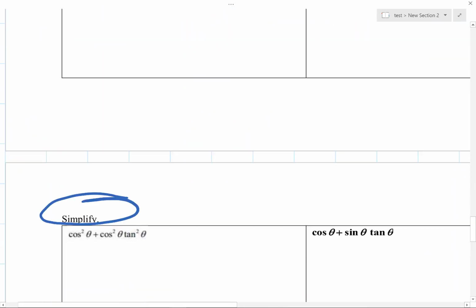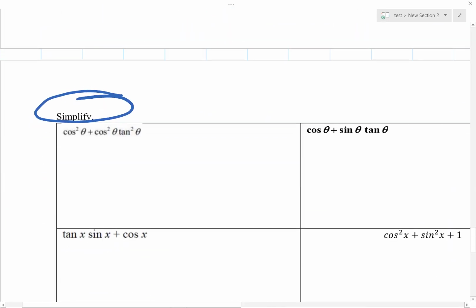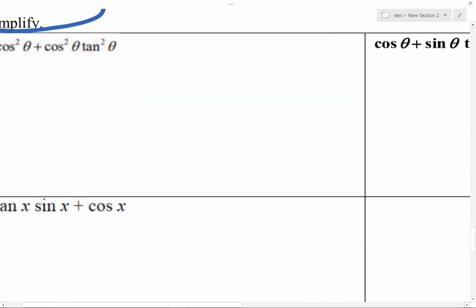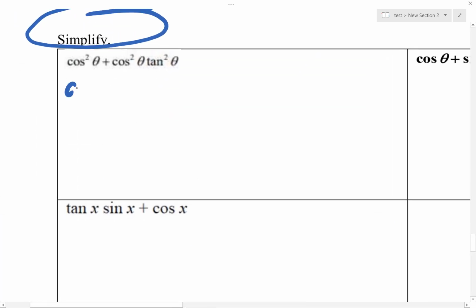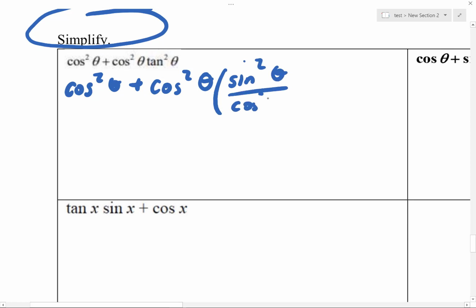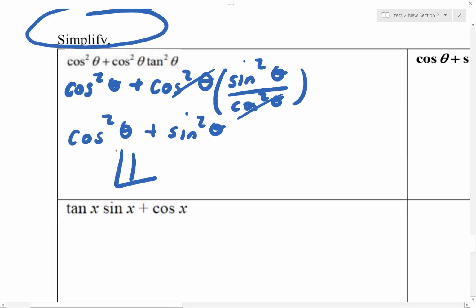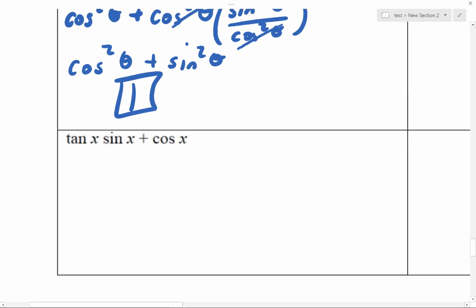Let's see, so then we'd have these simplifying ones. These are fun. You're just using your identities to change everything into cosine and sine, which is helpful. So tangent squared is sine squared over cosine squared. So the cosines will cancel out, and you'll just have cosine squared plus sine squared, and that's your Pythagorean identity, so that's 1.